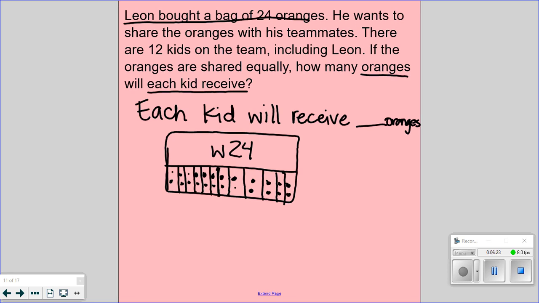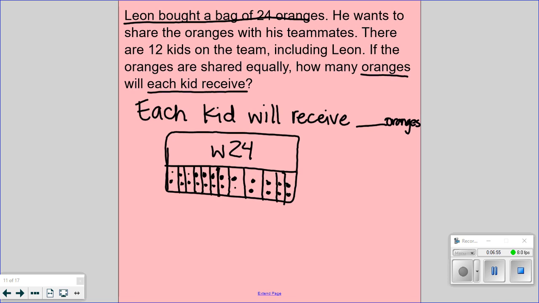If I count up all my dots, which are my oranges, how many oranges have I shared out so far? Zach? 26. Nope. Heidi? 24. Do I have 24 oranges? Yes. Do I have any extras? No. You need to fix something if you've got 26. Okay, then count again because it should be 24. If you got 26, you did something wrong.